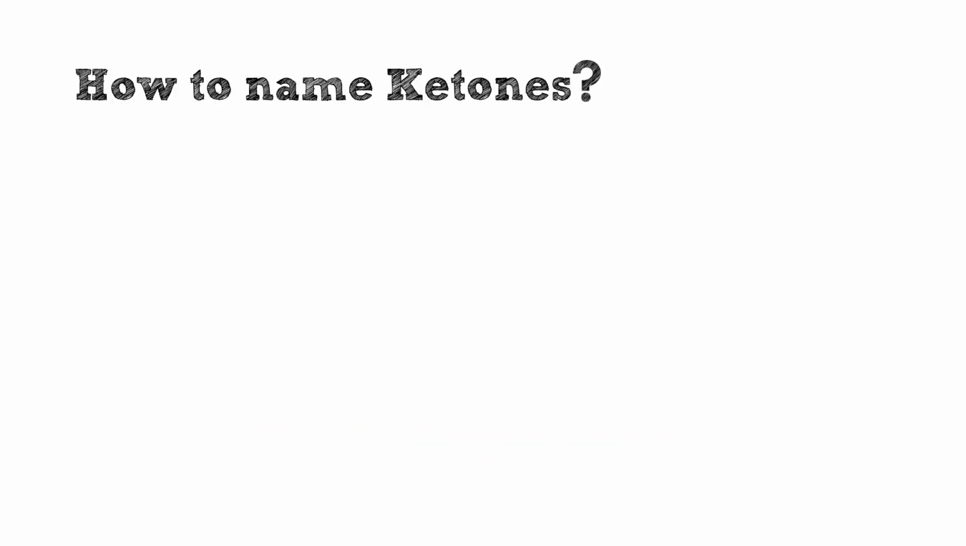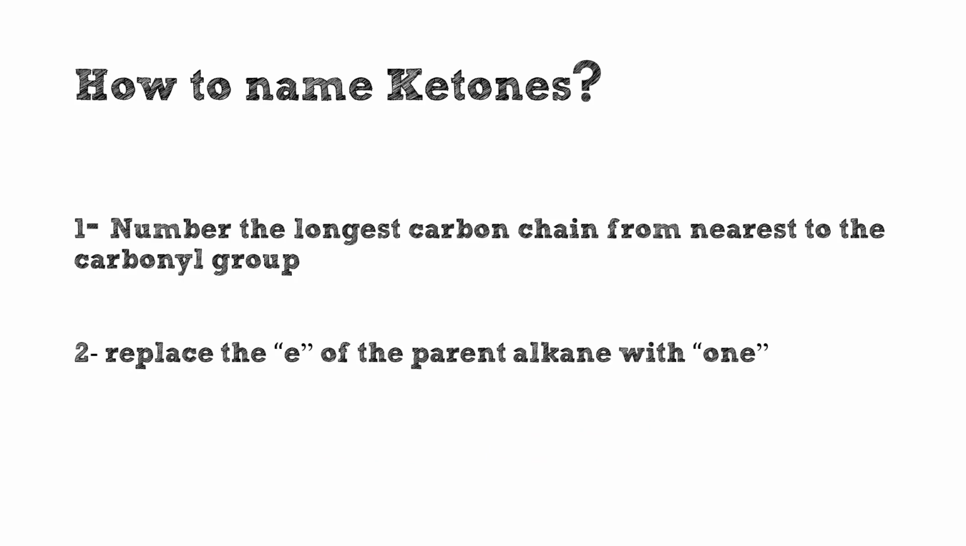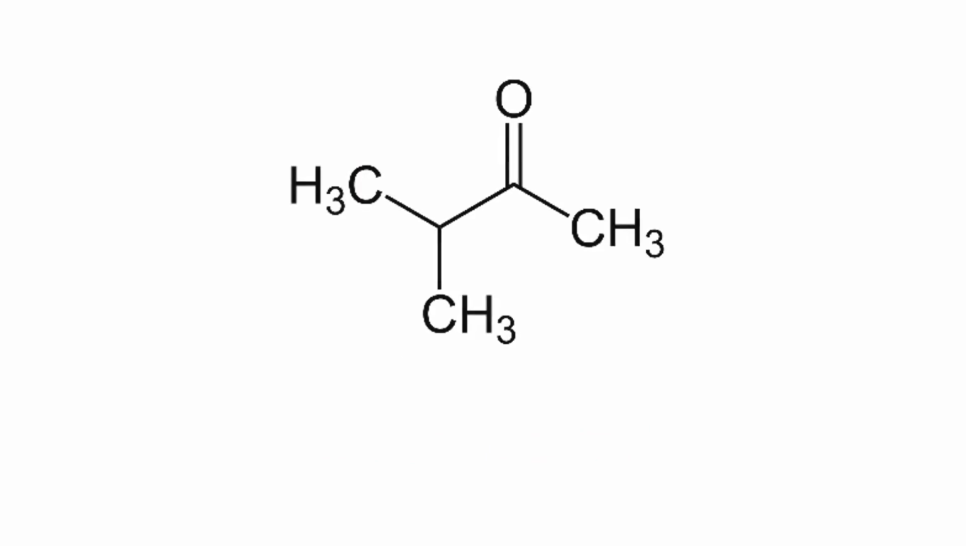For naming ketones, first we number the longest carbon chain from the side nearest to the carbonyl group. Second, we replace the E of the parent alkane with ONE. Let's name this compound. First, we number the carbon atoms from the side nearest to the carbonyl group. We have 4 carbon atoms. The parent alkane is butane.